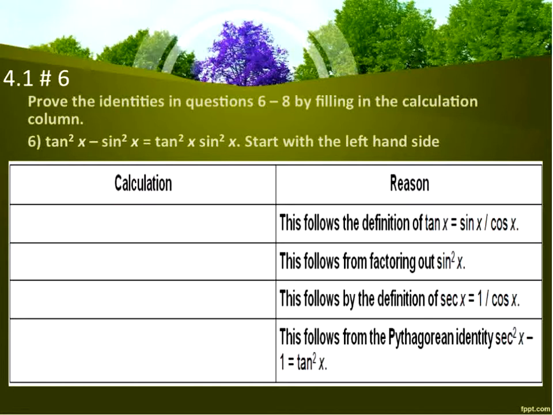So this was from your 4.1 checkup. I'm just going to do a couple questions with you guys because I want to make sure that you are really understanding them. So number 6 said, prove the identities in questions 6 through 8 by filling in the calculation column. So here's the part that they want us to do. Yes, Nicole, if you have a question, can you type it in?